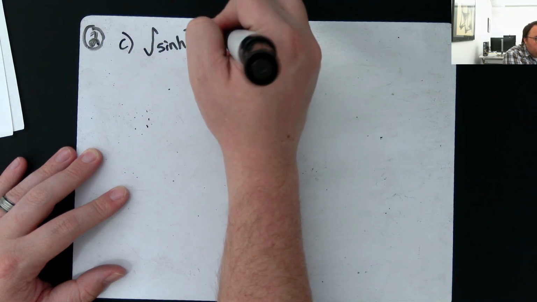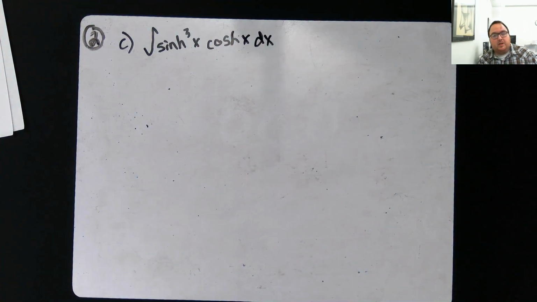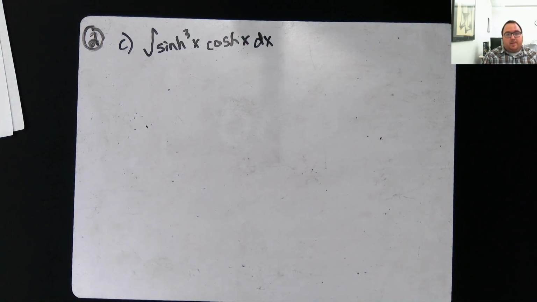Hyperbolic sine cubed times hyperbolic cosine dx. For this one, it looks weird because I'm cubing hyperbolic sine, then I have another thing. It's just a lot happening, right? So it would be really nice if I could rewrite this in a way that's not as complicated. So I have something cubed. If it was just something cubed, it wouldn't be hard, right? Because we have the power rule.